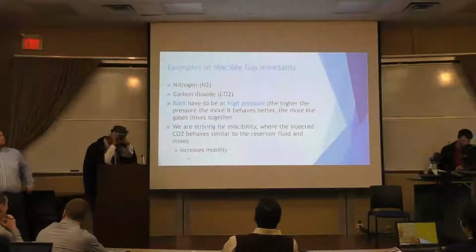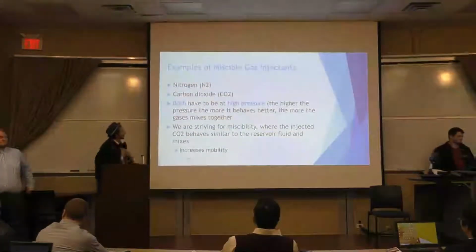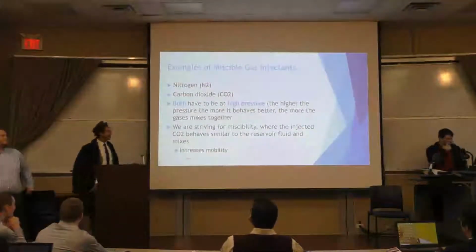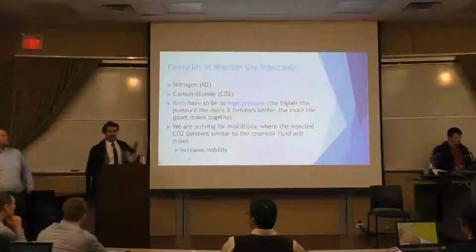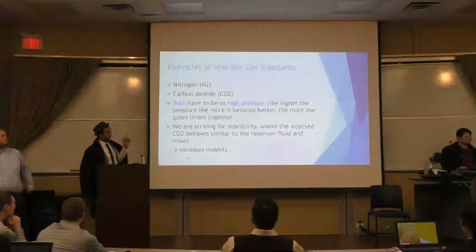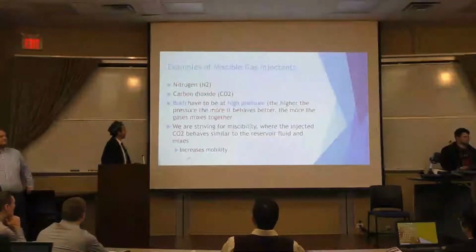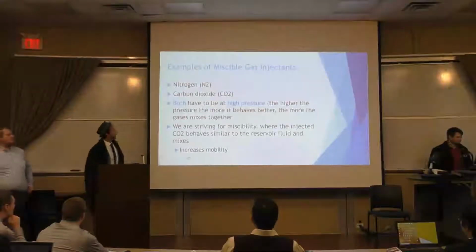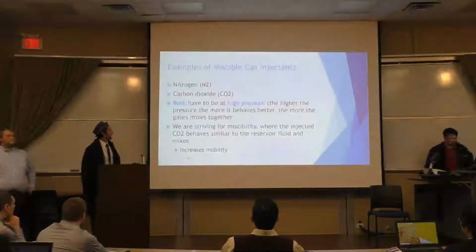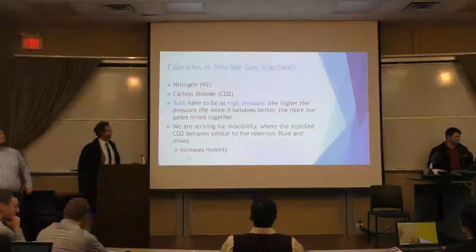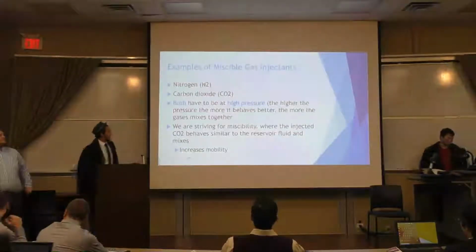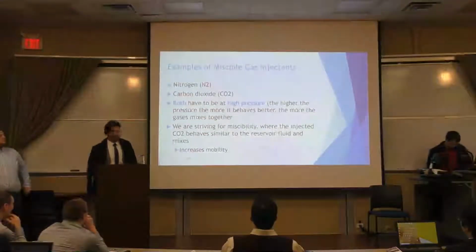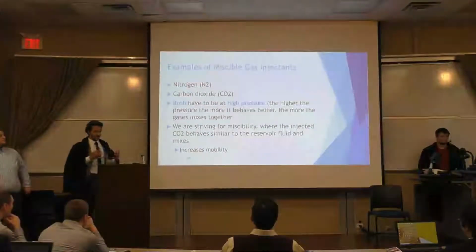Great. Now I'd like to present to you some examples of miscible gas injectants. The first one, which isn't my favorite to be honest, is nitrogen, and for the people that like chemistry, it is N2, that's the chemical formula for it. The second one, which is famous across the Hall of Fame, as somebody might say, is carbon dioxide, which is CO2. Now, both of them have to be at high pressure, because the higher the pressure, the better it mixes the gases together.